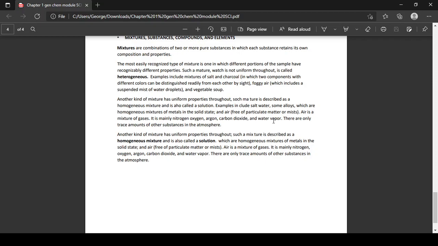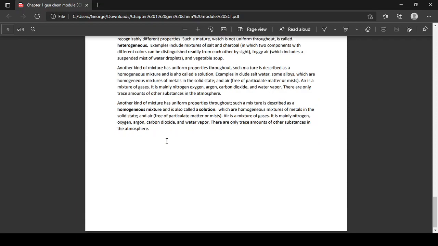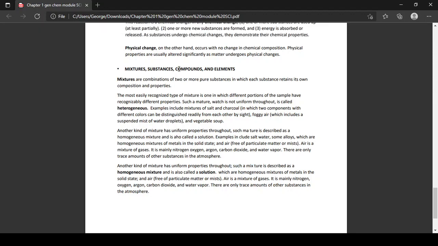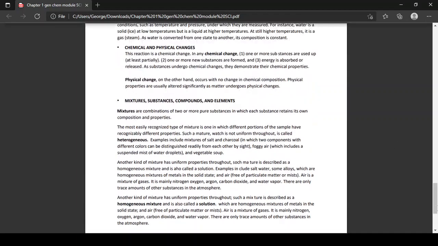Kids, homogeneous mixtures of metals, for example, are in solid state, and air is free of particulates, matter, or mist. Air is a mixture of your gases, pure gases only. It is mainly nitrogen, oxygen, argon, carbon dioxide, and water vapor. Have you noticed these are all gases? Therefore, it is a homogeneous mixture, because it is, again, uniform throughout. Its properties are uniform throughout. So, kids, that will be all for our mixtures of substances, compounds, and elements.